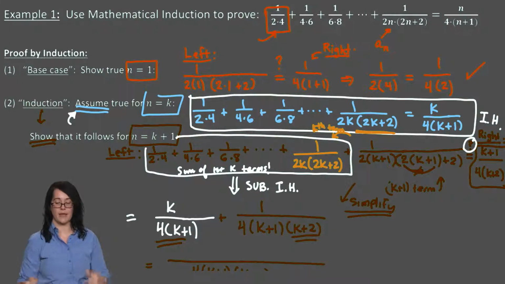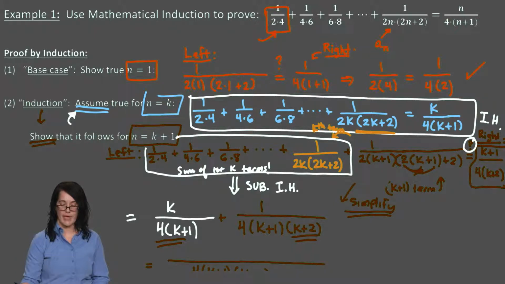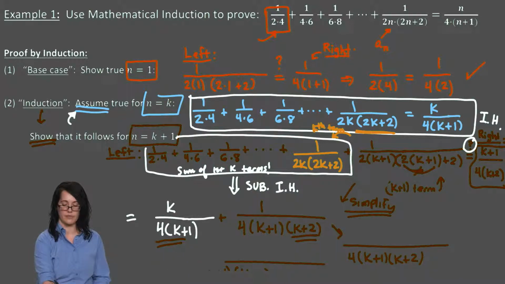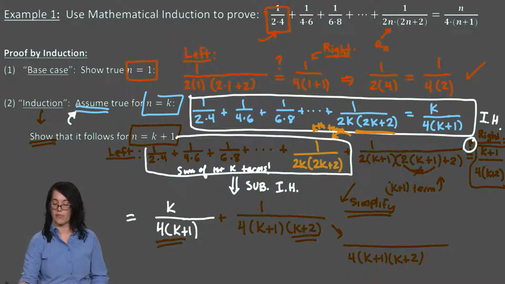I'll come back and clean that up since you can't probably see it too well right now. So that's going to be 4 copies of k plus 1, k plus 2. So I'll rewrite it here. 4 copies of k plus 1, k plus 2. But how did we get that? Well, we would have had to multiply each fraction by whatever it's missing in the denominator to have the full LCD.